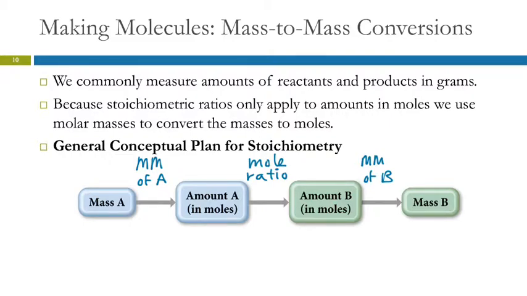So this path is one that we're going to be using over and over again. And so I call this grams to moles to moles to grams. It's a little shorter than those boxes and all those words and stuff. Grams to moles to moles to grams. That is the basic path for stoichiometry. So if you're not sure what to do, start with grams to moles to moles to grams.